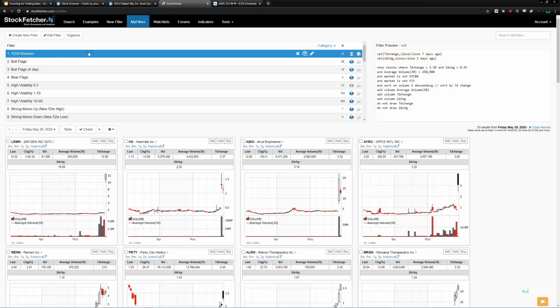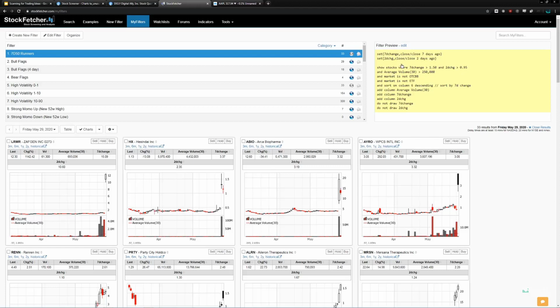So on this one, just to give you an example, I set a couple of variables here, one for 7-day change and one for the 2-day change. And then I'm showing stocks where the 7-day change is greater than 1.5. So in other words, the close today divided by the close 7 days ago is greater than 1.5, which means that over the last 7 days, it's gone up at least 50%. And then the 2-day change being greater than 0.95.